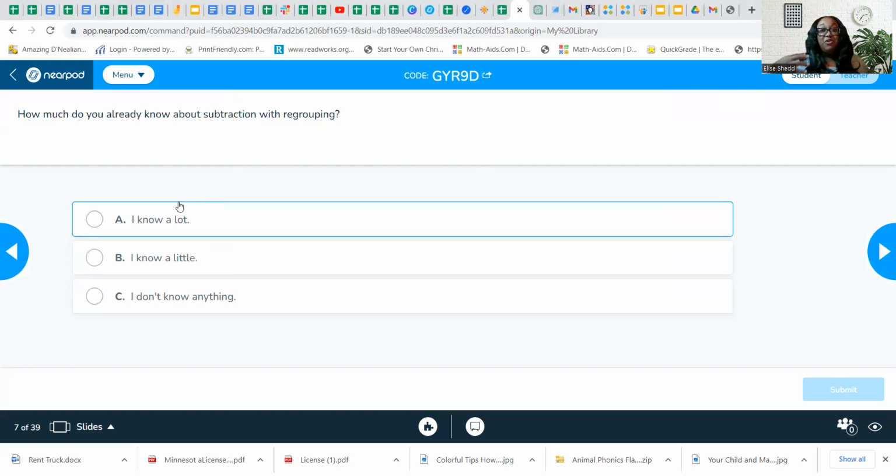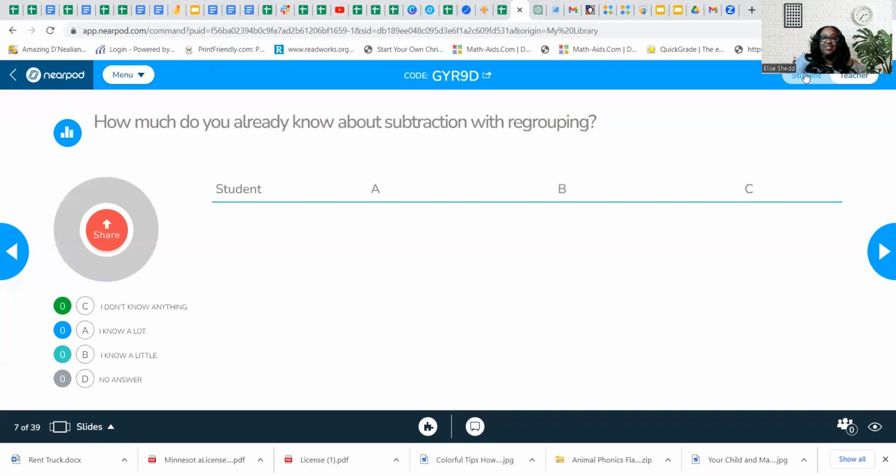And of course, if you know a lot, you can help Michelle and help each other because we're in this together, right? And if you know a little, then I'm helping you know a lot more. And if you don't know anything, Michelle is here to help you along the way. Okay, now I'm checking on the teacher side. Yes, everyone answered. Good job.